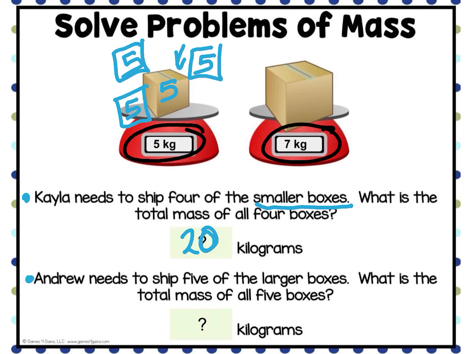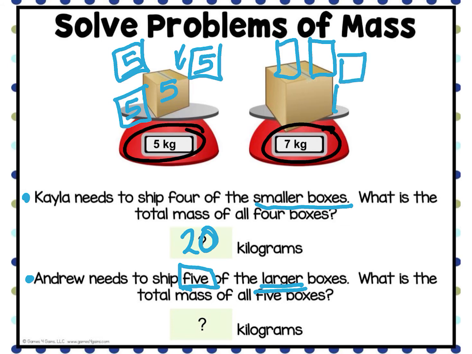All right, here's our next one. Andrew needs to ship 5 of the larger boxes. Ooh, 5 of them. And we're looking at the larger boxes now. What is the total mass of all 5 boxes? Okay, so right now we only have 1 box on the scale. We need to add 5 boxes on there. So I'm going to draw them smaller because I can't fit them all in here, but that's okay. You can use your imagination.